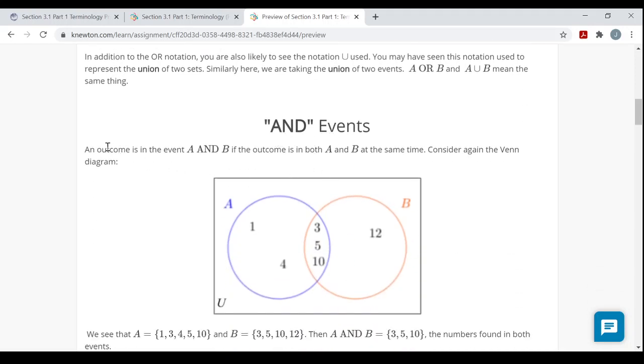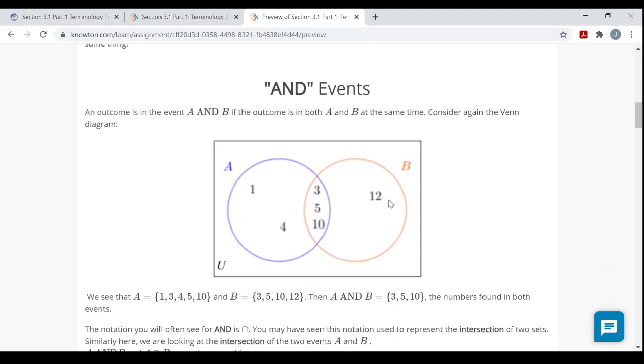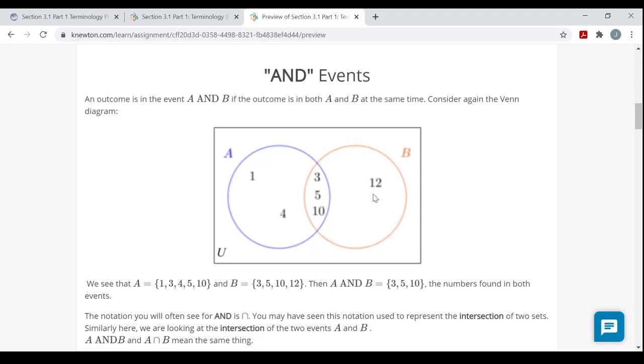An outcome is in the event A and B if the outcome is in both A and B at the same time. Again, same Venn diagram, same picture. If I was asking you about the event A and B, the only outcomes that would be in both of them at the same time are 3, 5, and 10. The 1, the 4, and the 12 are not in the overlap. They don't belong to both. So we see that A equals the set 1, 3, 4, 5, 10.